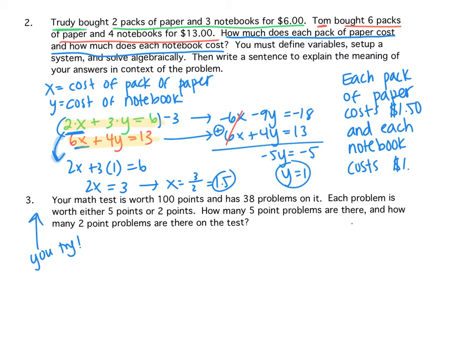you should have found that there are 8 5-point problems. So you should have gotten 8 for one of the variables. There are 8 5-point problems. When you turn this set of notes in, you need to have this problem done. If you do not have this problem done, you will not get full credit.